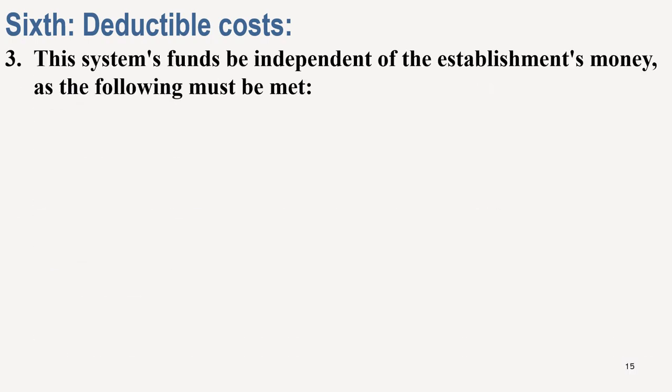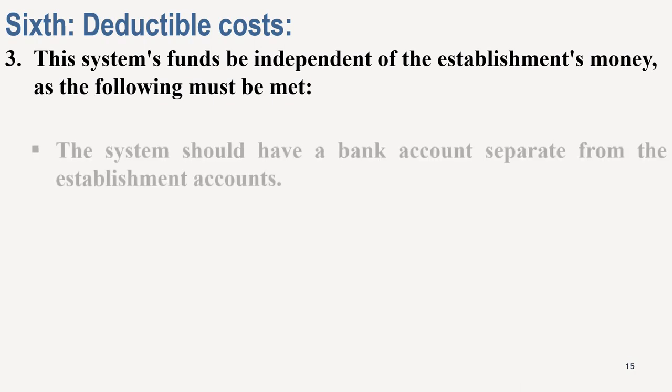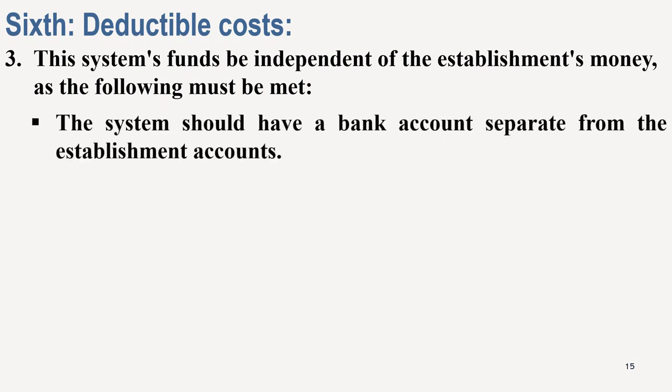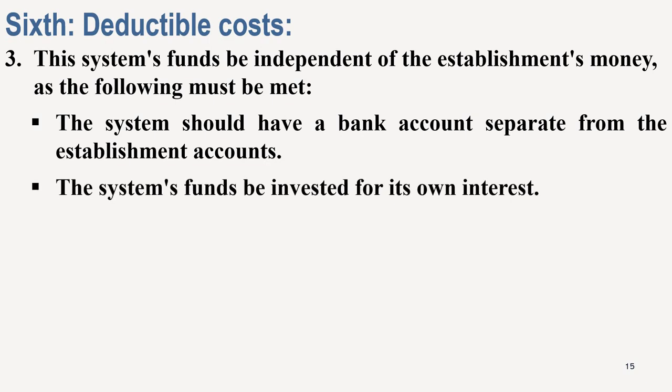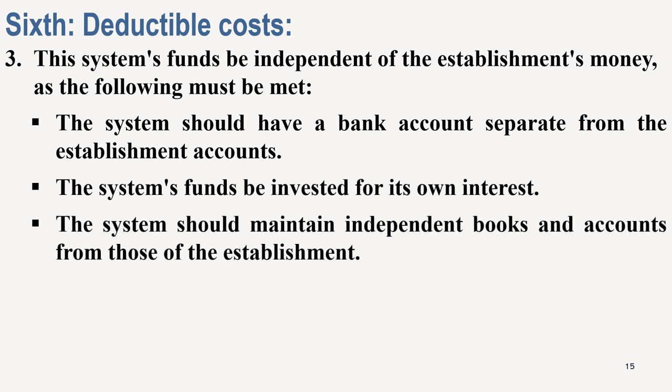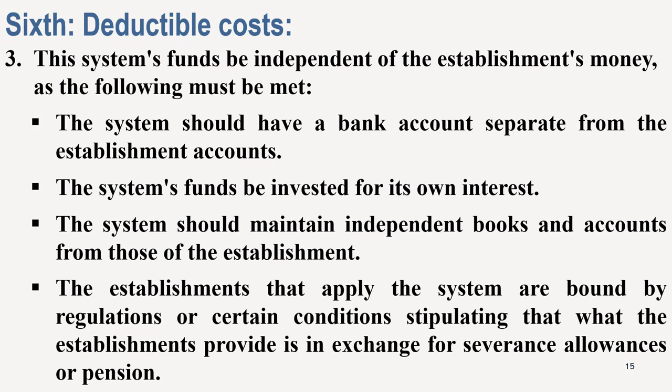For system funds to be independent of the establishment's money, the following must be met. System should have a bank account separate from the establishment's accounts. System funds be invested for its own interests. System should maintain independent books and accounts from those of the establishment. Establishments that apply the system are bound by regulation or certain conditions, stipulating that what the establishment provides is in exchange for severance allowances or pension.